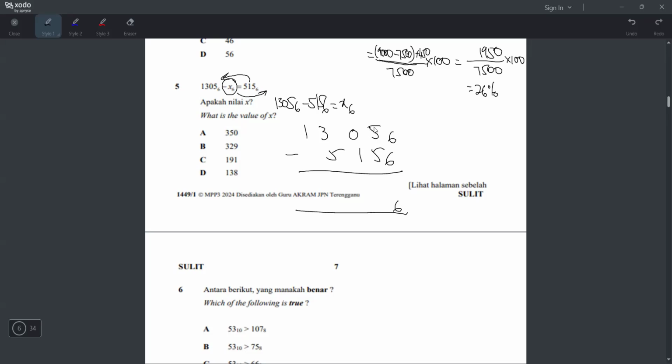You minus like that, right? Take the last digit minus the last digit. So 5 minus 5, 0. Just write like this. And then 0 minus 1, tak cukup. And then you pinjam, right? Okay, when you pinjam with 3, the 3 will become 2.